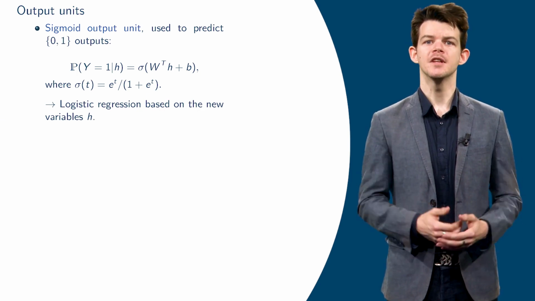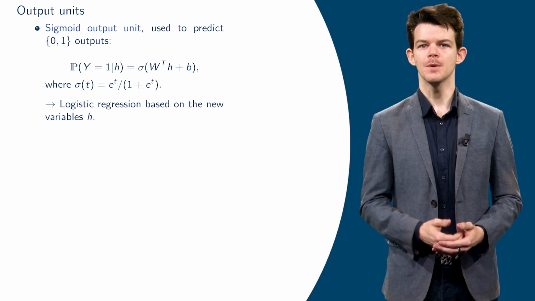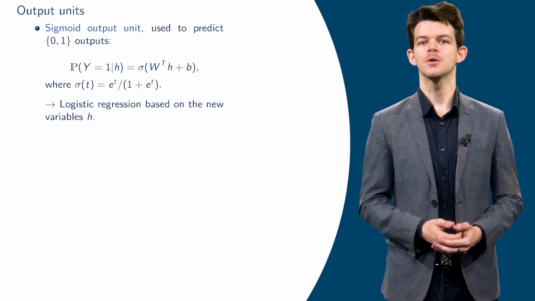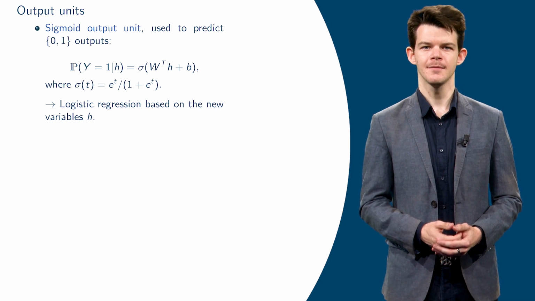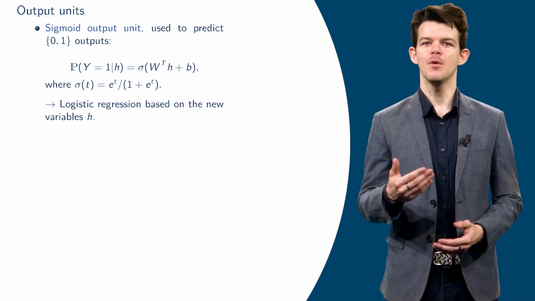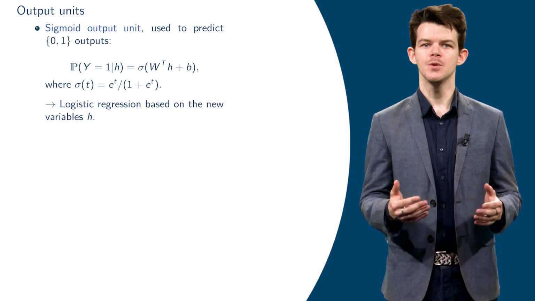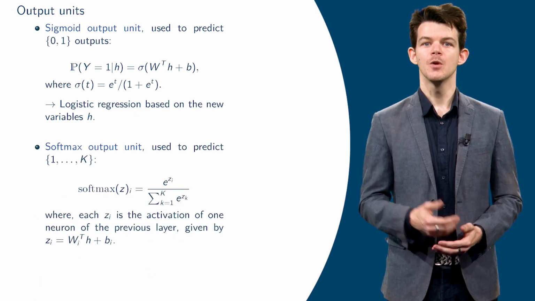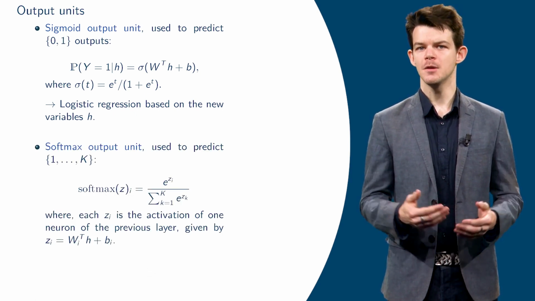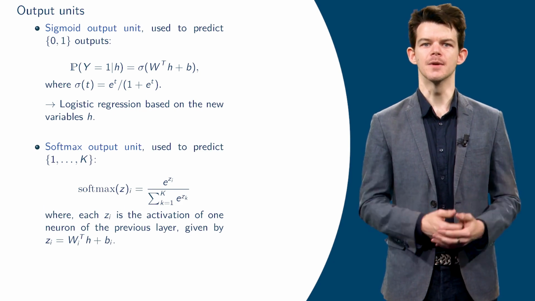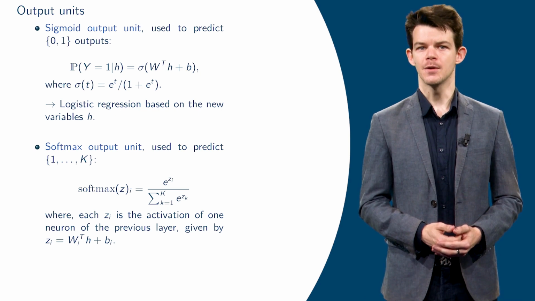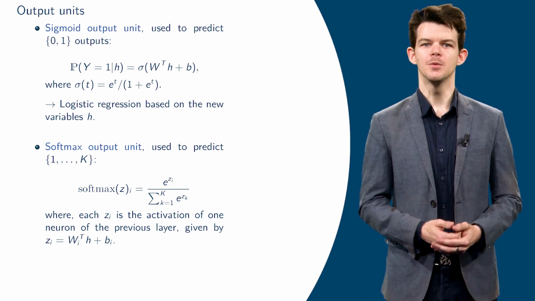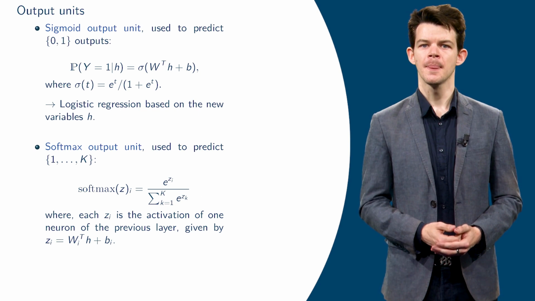Therefore, a network with a sigmoid output unit performs a logistic regression on new features that are automatically created by the penultimate layer of the network. If your output is discrete and has more than two categories, you must use the softmax output units, which is nothing but a generalization of the sigmoid output unit for more than two categories. As you see here, the softmax function takes a vector as input, the linear combination computed by each neuron of the last layer, and transforms it into another vector.